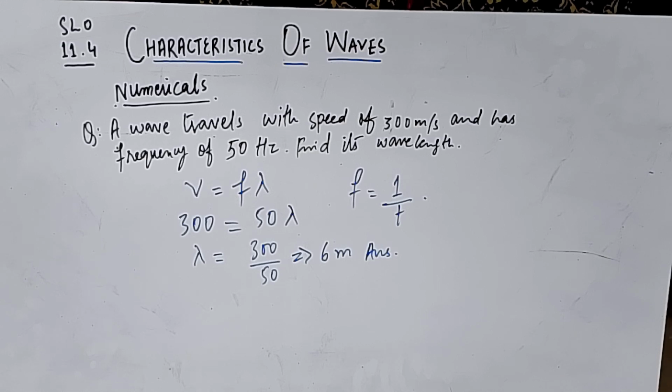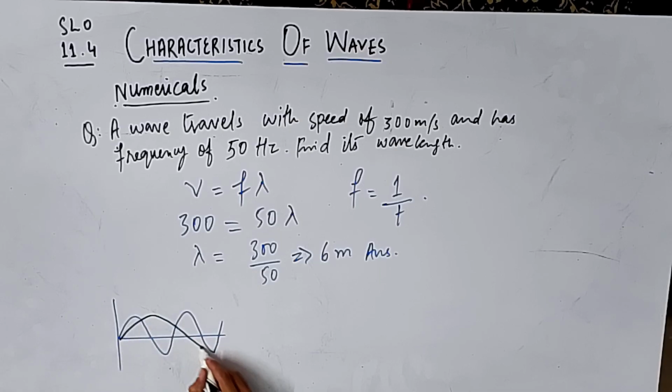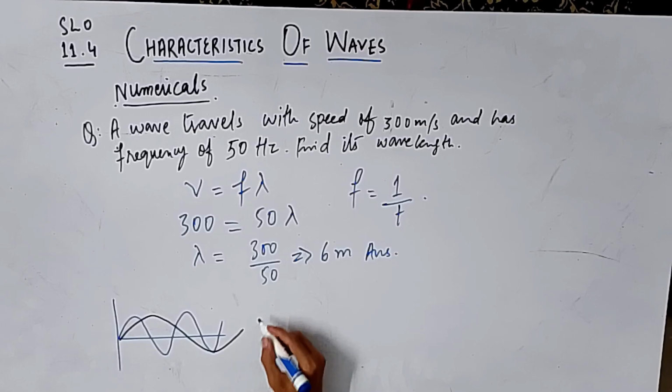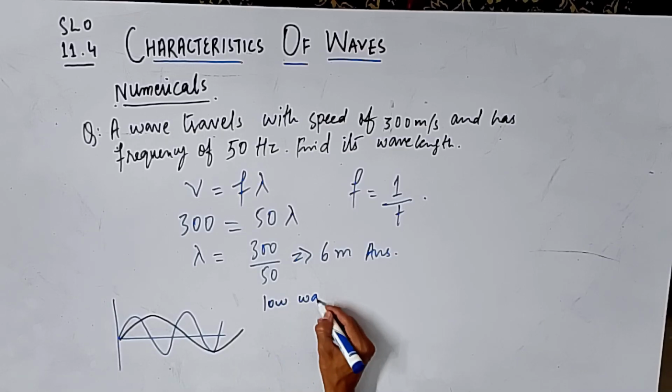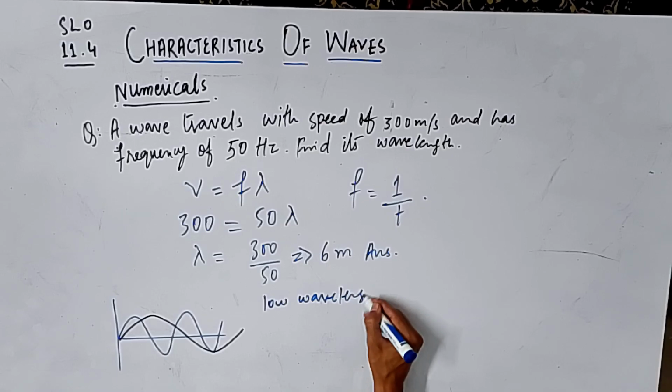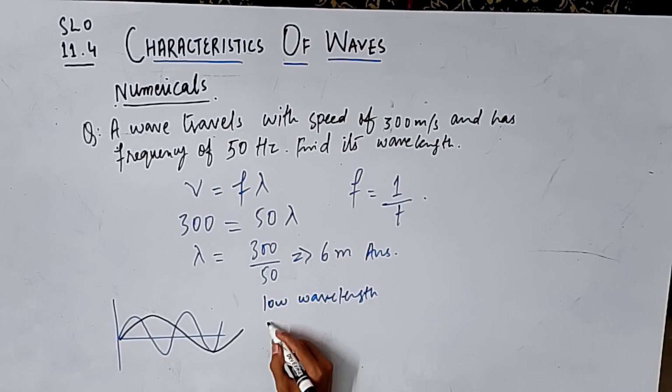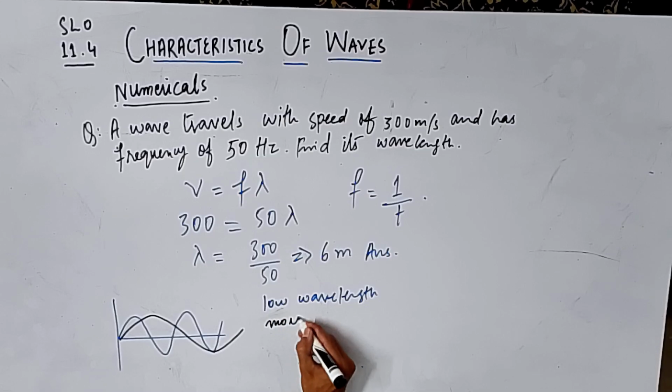Here I want to discuss one very important thing. For example, if you look at this particular wave, and similarly I am drawing one more wave over here which is like this. If you look at these two waves, the blue one has low wavelength. You must make connections like this, otherwise you will not be able to solve the paper questions. And this one has more wavelength. It has less wavelength and it has more wavelength, or the wavelength is more than that one.